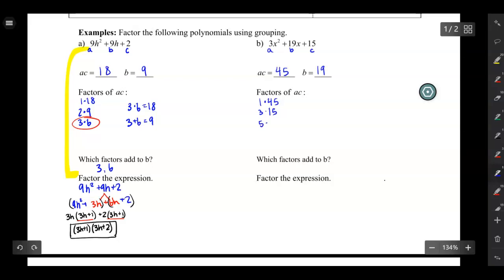Make sure I don't miss any. 5 times 9. I think that's all of them. Okay, so I look at all these pairs of numbers that I can multiply to get 45. And I'm looking for which pair, if I were to add them together, I would get 19. So if you're having a hard time thinking about this, it might help to actually add up all these numbers, add up each pair, and see what you get.